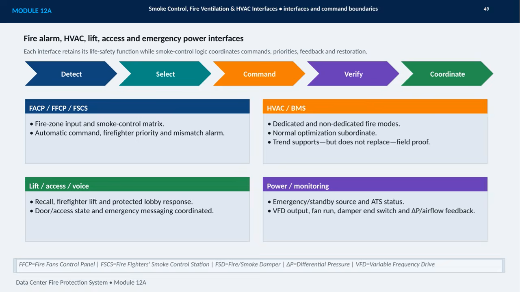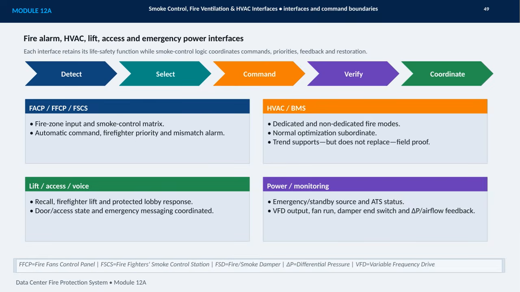At the fire alarm and smoke control panels, the fire zone input drives the smoke control matrix. The system must support automatic commands, firefighter priority, and mismatch alarms. HVAC and the building management system may have dedicated or non-dedicated fire modes, but normal optimization always remains subordinate to life safety. Trends can support troubleshooting, but they do not replace field verification.